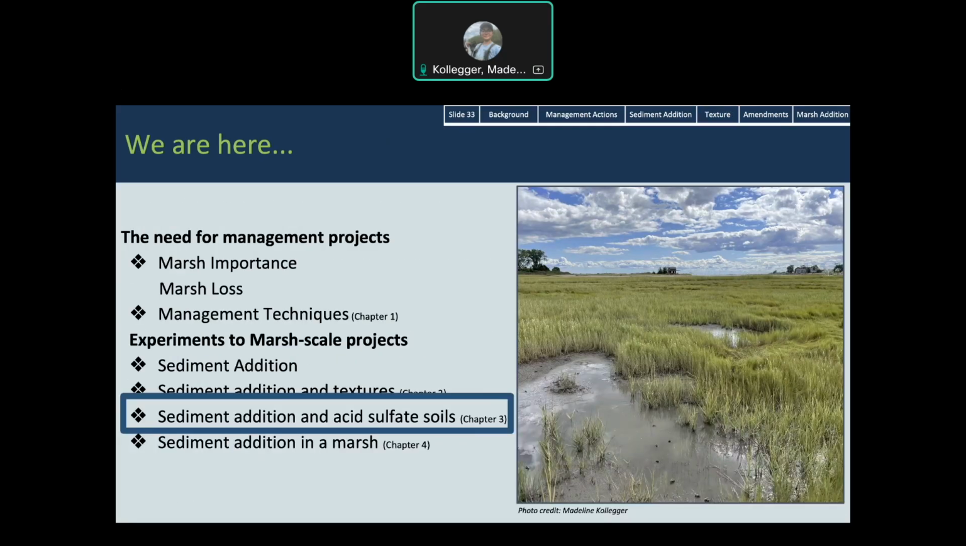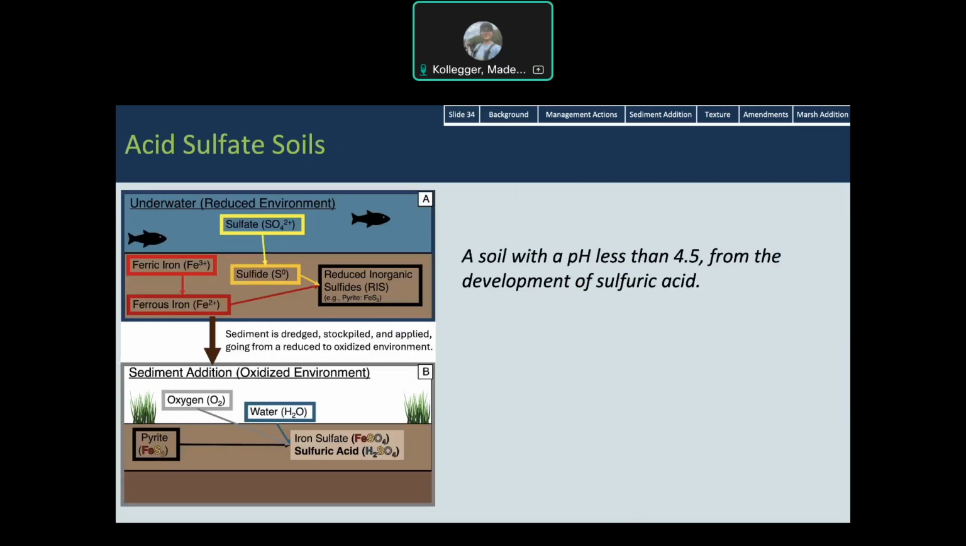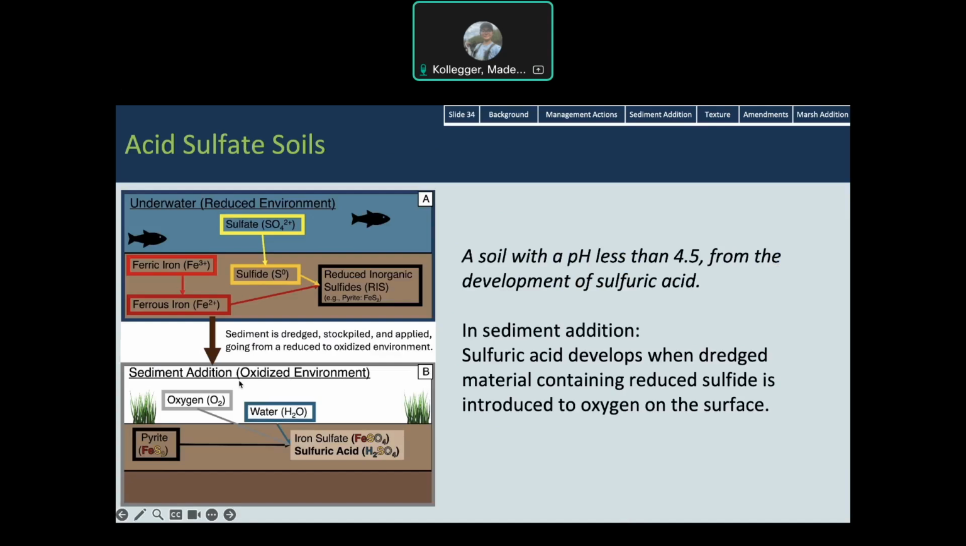And so that brings us to our third chapter, sediment addition and acid sulfate soils. Now, don't worry about what an acid sulfate soil is. I'm going to explain. It really simply is a soil with a pH less than 4.5 from the development of sulfuric acid. Now, these soils can form all over the world, but when they form in a sediment addition project, it happens likely because of dredge material.